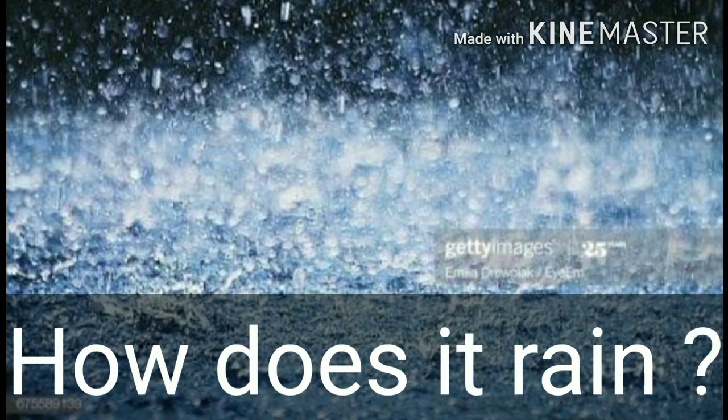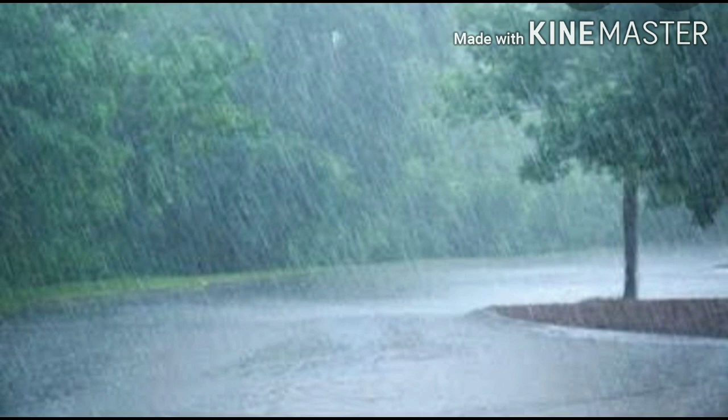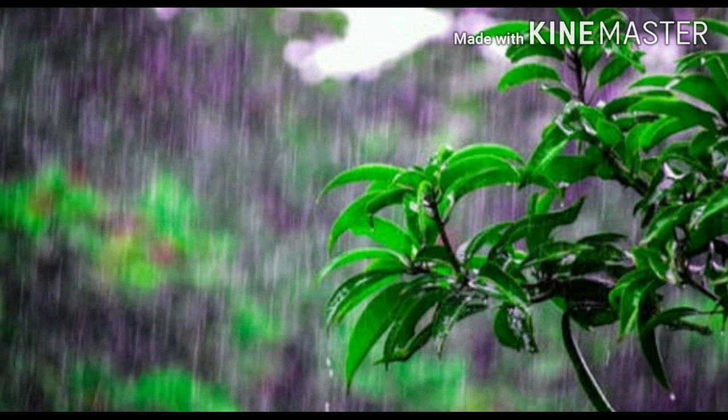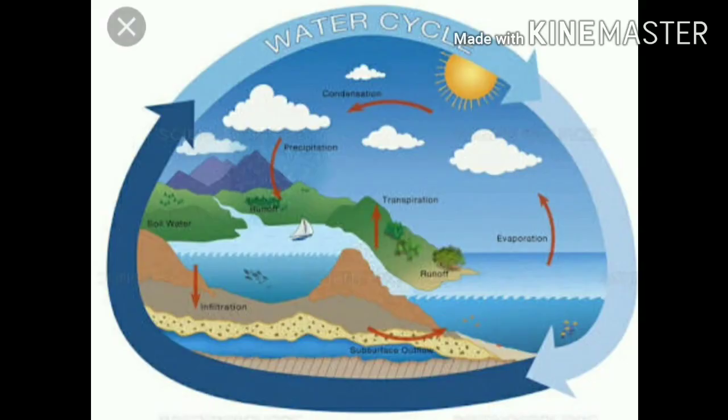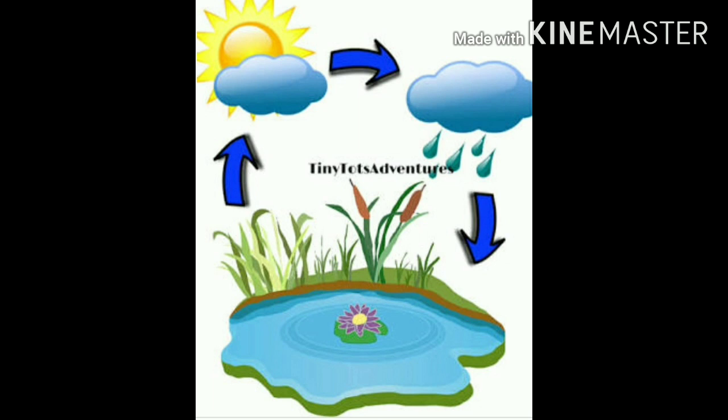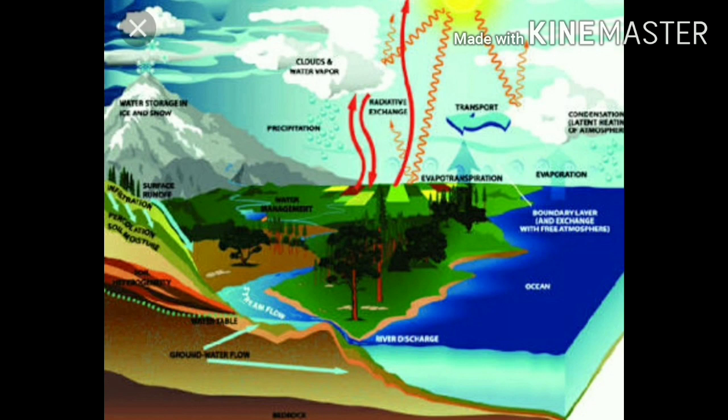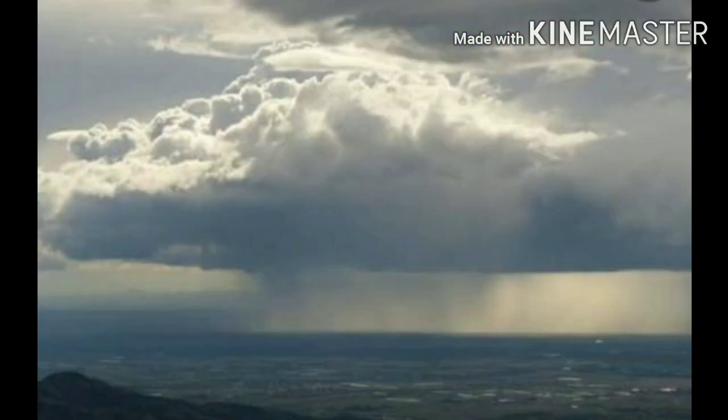How does it rain? Water on the earth evaporates continuously due to the heat of the sun. Water that has percolated, meaning absorbed in the soil, also evaporates due to the heat and enters the atmosphere. As water vapor is lighter than air, it rises high up into the atmosphere. As it goes higher, it cools and condenses, forming very fine droplets of water.